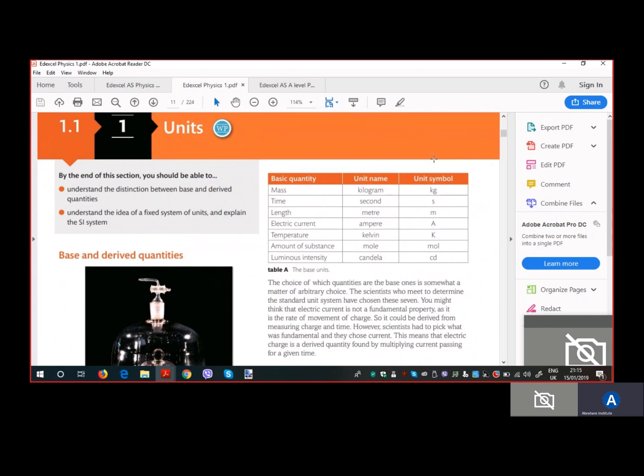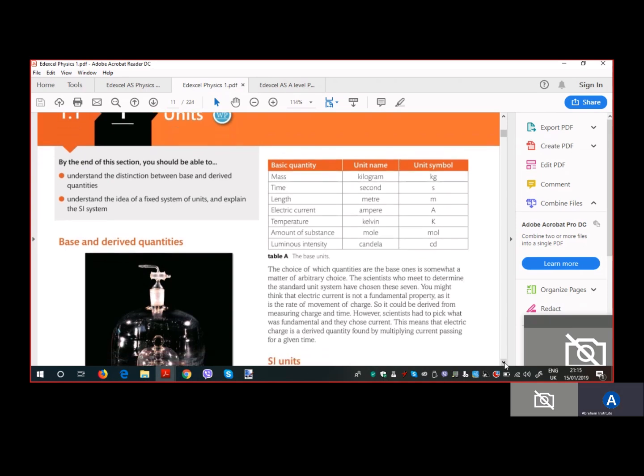Can you see the unit symbol? The base quantity, and this is the base unit. And also you can see the name is given. This is the name of the unit. So all the other units are derived from these 7 base units. You have to remember these base units. Mass, the base unit is kilogram.